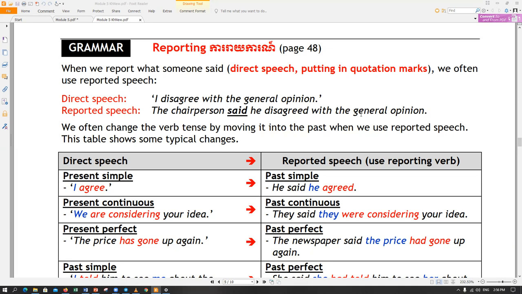We often change the verb tense by moving into the past when we use reported speech.